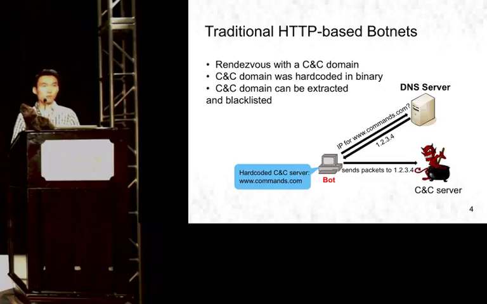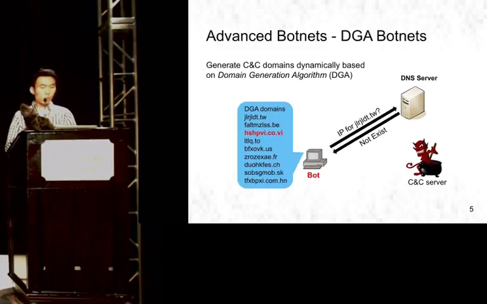In the early years, this domain was hard-coded in the bot binary. As you can imagine, our security experts can extract this hard-coded domain, and once we do that, we can block the domain. So this is a single point of failure for the botnets. So the bot master decided to evolve. Instead of using a single domain hard-coded in the bot binary, they use an algorithm named the domain generation algorithm. In this case, they can dynamically generate a long list of domains by using this DGA.